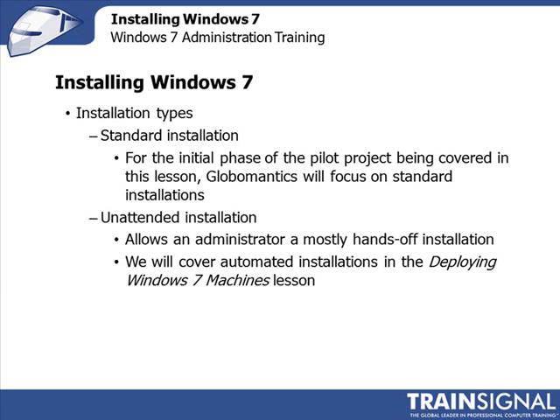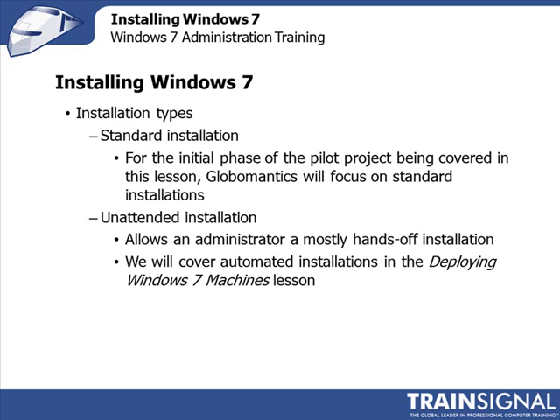There are a couple of different installation types for Windows 7 machines. The first installation type is a standard installation. For the initial phase of the pilot project being covered in this lesson, we're going to focus on standard installations. This is where you sit in front of the monitor and you walk through a series of prompts to get to a new machine that's installed with Windows 7.